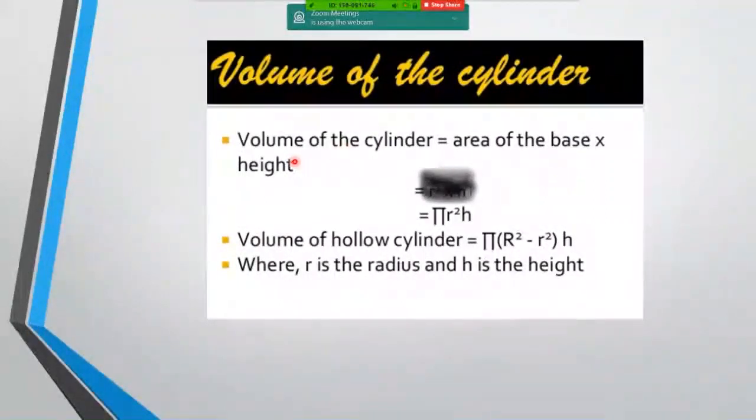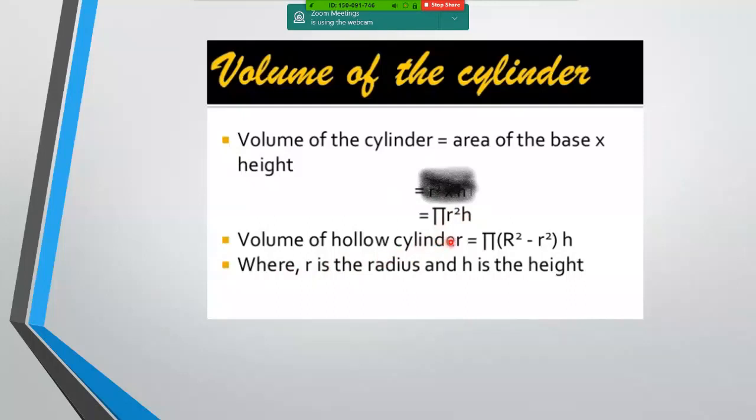So moving ahead with the volume of a cylinder, we have it again. If you take logically, it's nothing but the area of the base and the height. If it's an open cylinder. So if it's a closed cylinder, we have the same thing. So it is pi r square h, where pi r square is the area of the base and h is your height. Volume of a hollow cylinder.